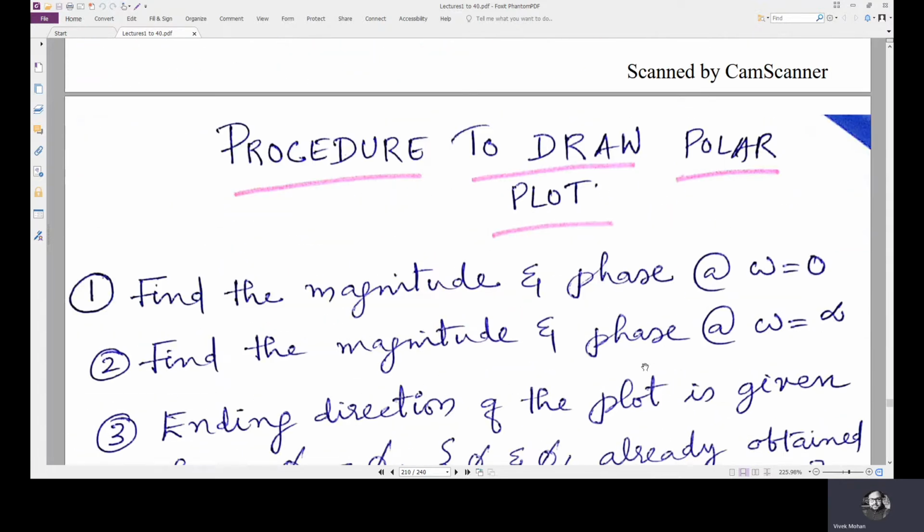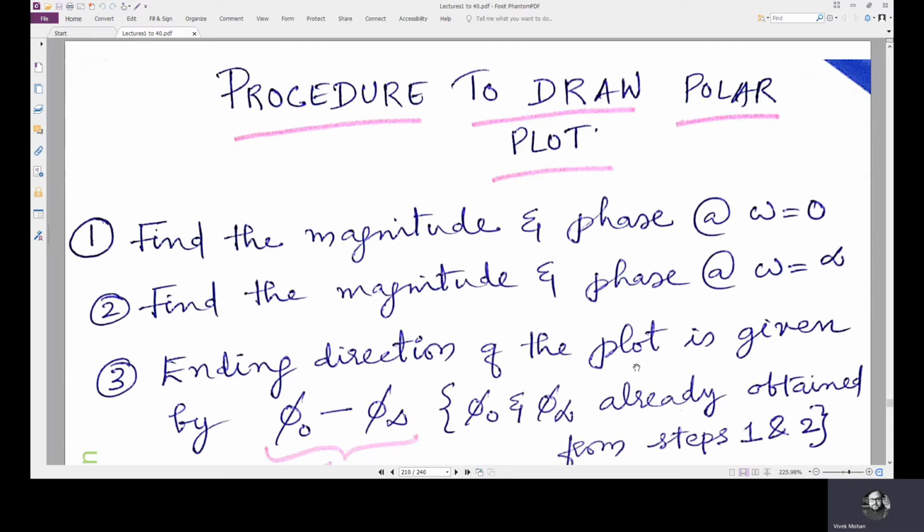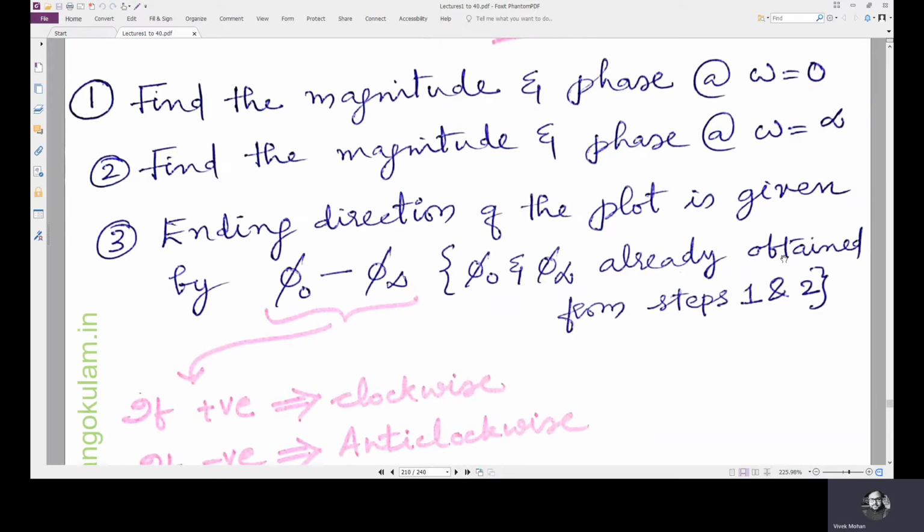Now the procedure to draw the polar plot. Find the magnitude and phase at omega equals 0. That means when the transfer function is given, you have the expression for magnitude and phase. There we will substitute omega equals 0. So the magnitude and phase at omega equals 0 we will evaluate. Similarly, we will evaluate the magnitude and phase at omega equals infinity.